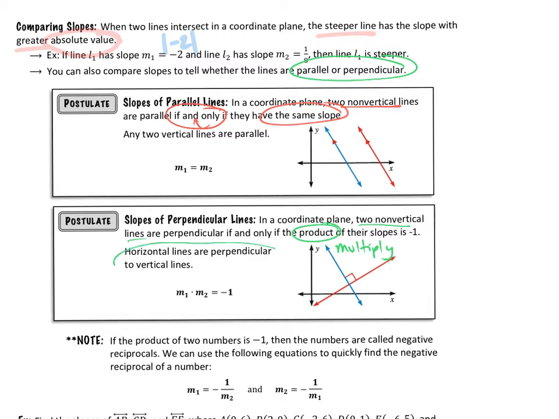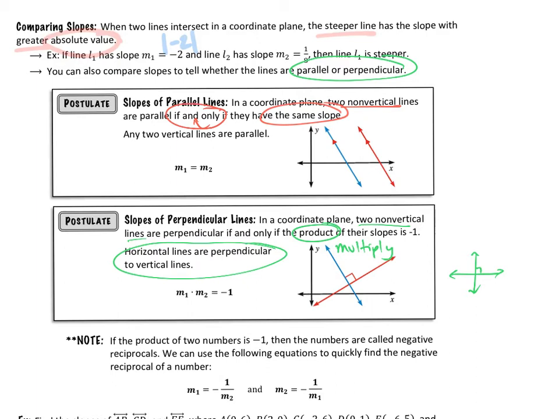And it turns out that horizontal lines, if I have a perfectly horizontal flat line and a vertical line, those are always perpendicular as well. Those make a 90-degree angle, just like our x and y axes. Any horizontal line and any vertical line are automatically perpendicular.